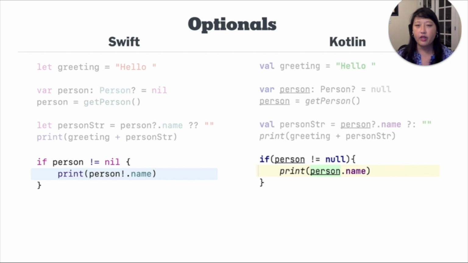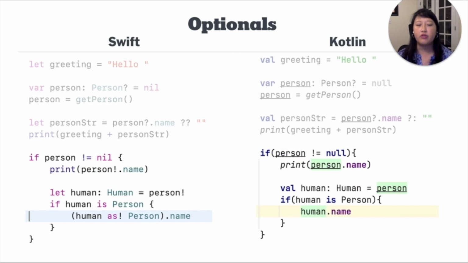But the main area where Swift and Kotlin differ with optionals is that Swift does not imply that a variable is not null, even if we have a null check around it. The same applies for typecasting. So for example here, even though we've checked that human is a type of person, when we use human as a person, we must force unwrap it in Swift, unlike with Kotlin where this is implied.